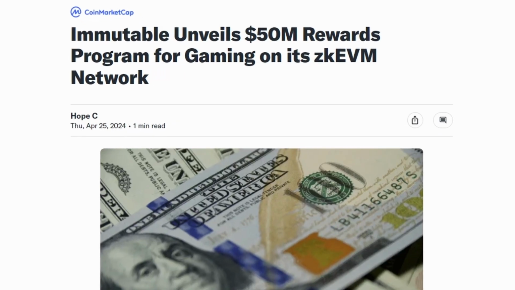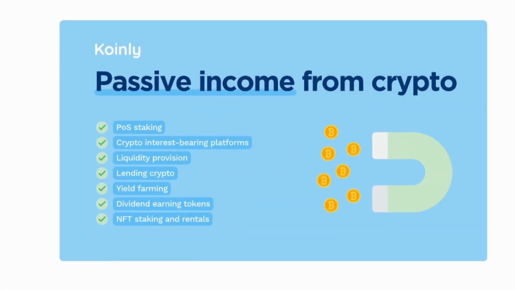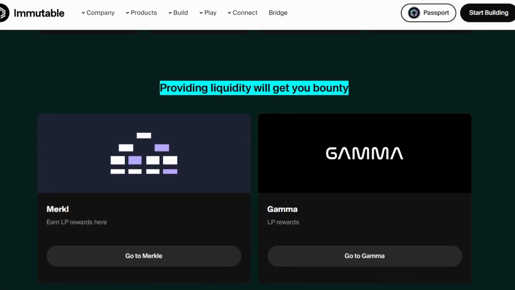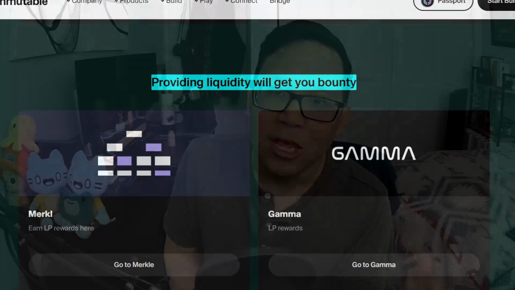Unlock the secrets of DeFi earnings with today's deep dive into Immutable zkEVM rewards, where they mention providing liquidity will get you bounty. Whether you're new to crypto or a seasoned trader, this guide will clarify liquidity pools and tools like Merkle and Gamma. Even though we're using the Immutable zkEVM blockchain and explaining the rewards as the main example, these DeFi principles and strategy tips will boost your profits across any liquidity pools on other blockchains.